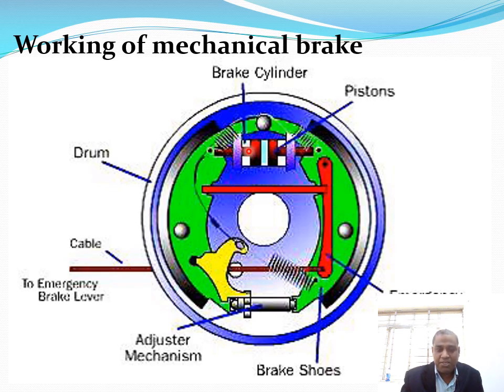Here the piston is arranged, this one is the piston, and both sides of the piston rod are directly attached with the brake shoe. Suppose this side, this one is a piston rod which is attached to the brake shoe, and the left side also has another piston rod which is attached with the brake shoe. And this one is a lever, a mechanical lever, and one end of the lever is connected with the brake cable. This one is the brake cable, and inside some spring arrangement is there.